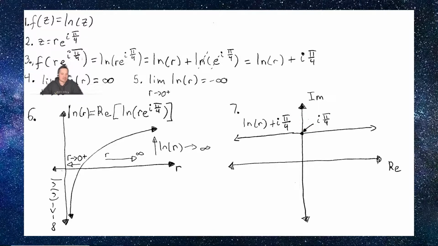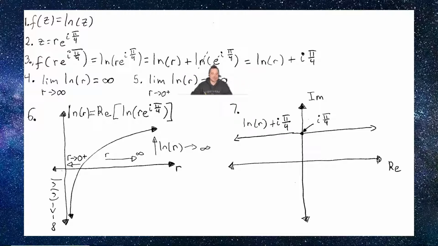So what I'm going to do is stick f of r times e to the i pi over 4 into the ln function for complex numbers. So it's going to become ln of r times e to the i pi over 4. Then I'm going to apply a basic log rule: because you have ln and a product inside, r times e to the i pi over 4, you can write this as ln of r plus ln of e raised to the i pi over 4.